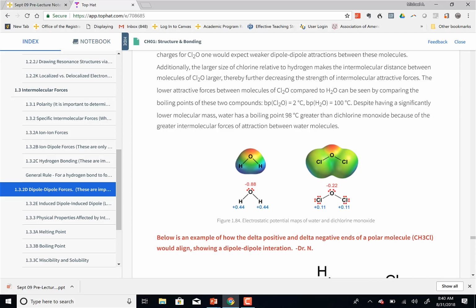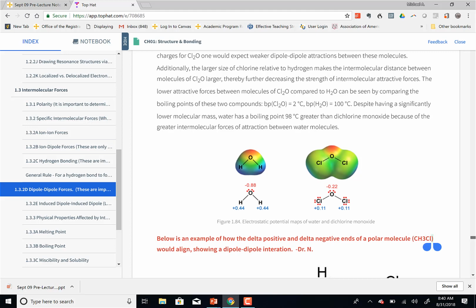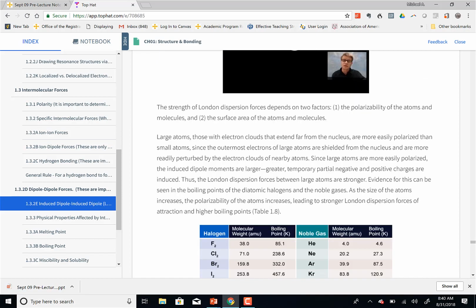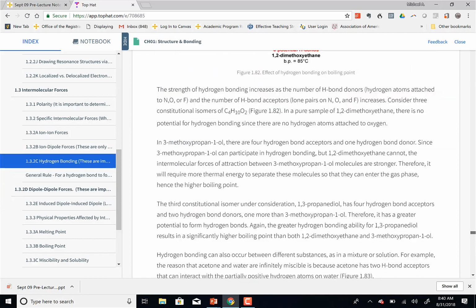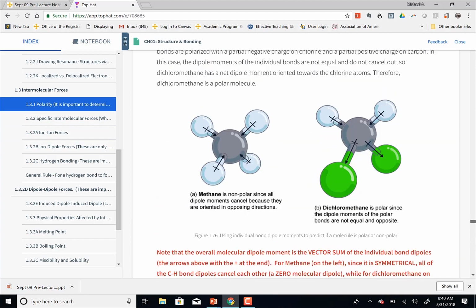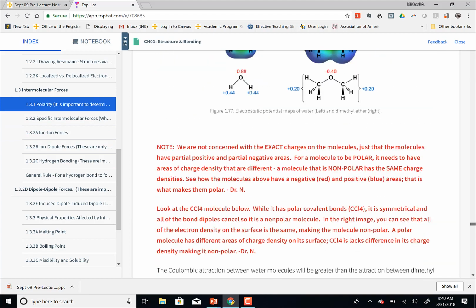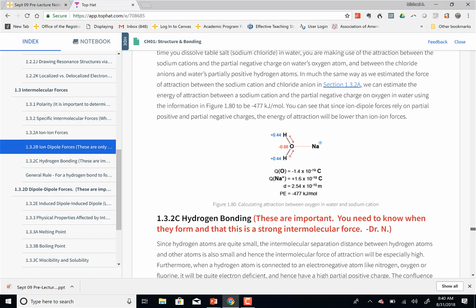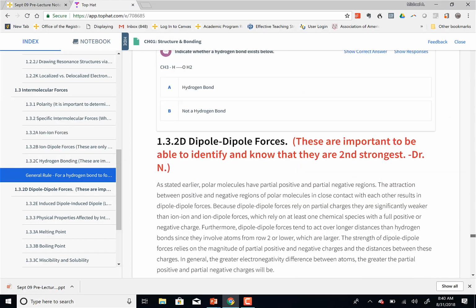So molecules like that, that have slightly negative and slightly positive, they're automatically going to be polar. But a molecule that doesn't change is going to be nonpolar.